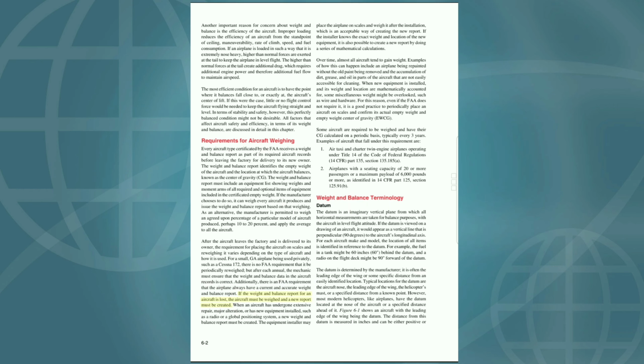If the weight and balance report for an aircraft is lost, the aircraft must be weighed and a new report must be created. When an aircraft has undergone extensive repair, major alteration, or has new equipment installed, such as a radio or a global positioning system, a new weight and balance report must be created. The equipment installer may place the airplane on scales and weigh it after the installation, which is an acceptable way of creating the new report. If the installer knows the exact weight and location of the new equipment, it is also possible to create a new report by doing a series of mathematical calculations.